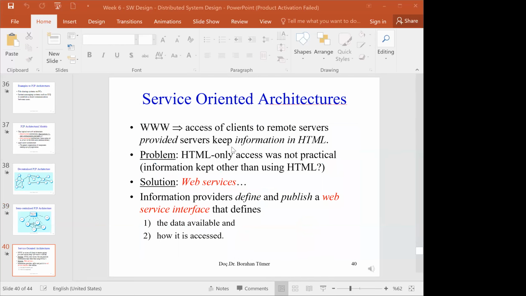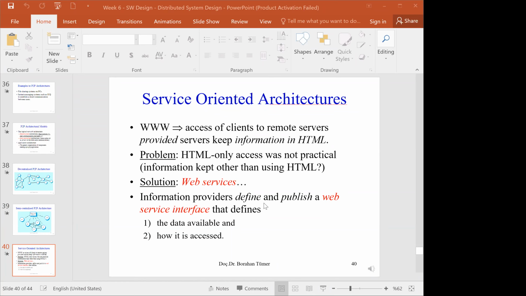And the service-oriented architecture is another type of inter-organizational architecture. Here, the development of the World Wide Web means access is possible of clients to remote servers, provided that servers keep information in HTML. But the problem is HTML-only access is not practical. What, for example, if information is kept other than using HTML? And the solution to that problem is the web services.